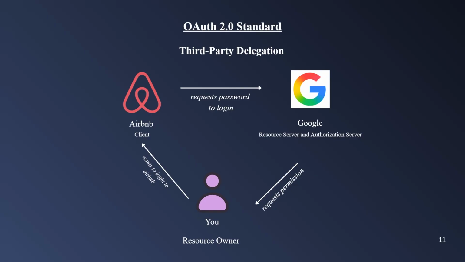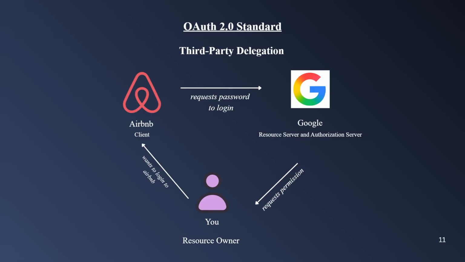And then Google doesn't just give the data, right? It has to ask you, is it okay for Airbnb to access your data? And that's what it does. So Google asks you, okay, look here, Airbnb is trying to access your data. Is that all right? And you consent to it. You say, yes, please do. And then after that, Google gives your user data to Airbnb, and afterwards you are able to successfully log in.